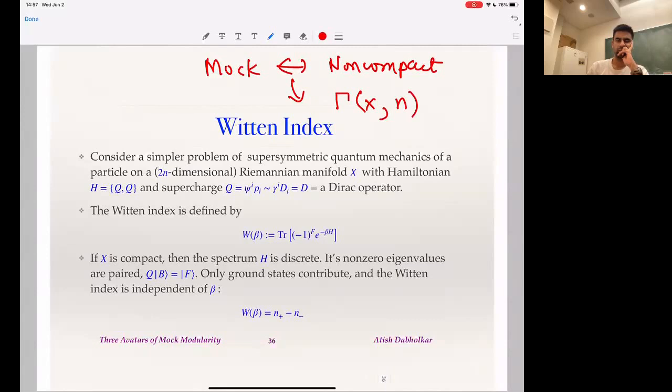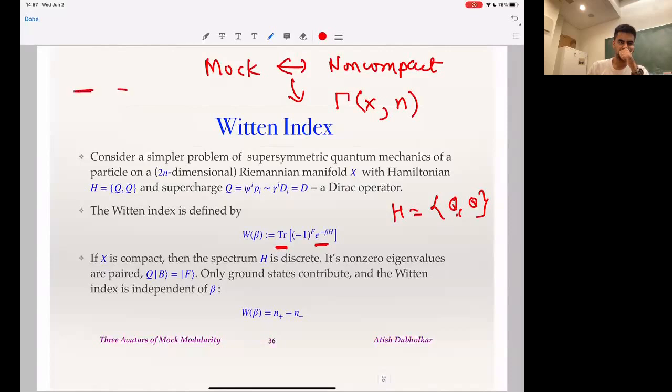So Witten index, if you remember, is if you have a supersymmetric quantum mechanics of some manifold. So there is a particle moving on some manifold with some Hamiltonian, which is a square of a supercharge. And from the differential geometric point of view, the Hamiltonian is like the Laplacian, and Q is like the Dirac operator. So this is an object that is very closely related to the Atiyah-Singer index theorem. And this is how you can prove the Atiyah-Singer index theorem using supersymmetric quantum mechanics. And the Witten index is defined as the partition function with (-1)^F inserted, trace of (-1)^F e^{-beta H}, of this supersymmetric quantum mechanics.